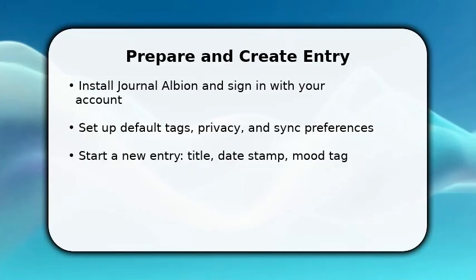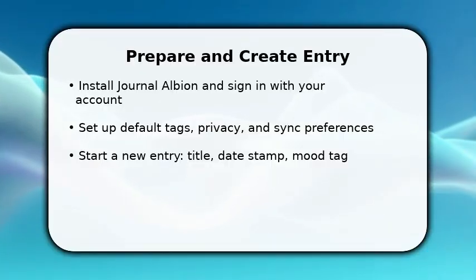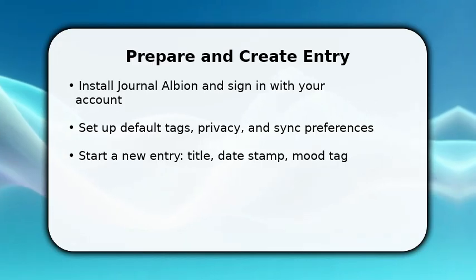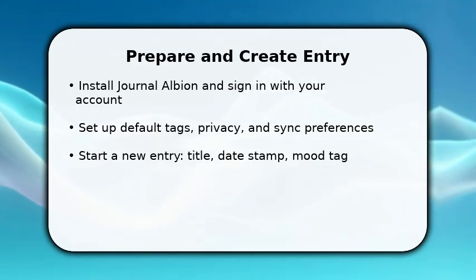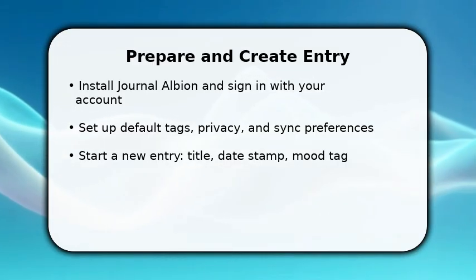Enjoy the video. You begin by opening Journal Albion and confirming sync is active. This ensures entries save across devices. Once installed, configure defaults, privacy, tags, and autosave so you don't repeat setup.